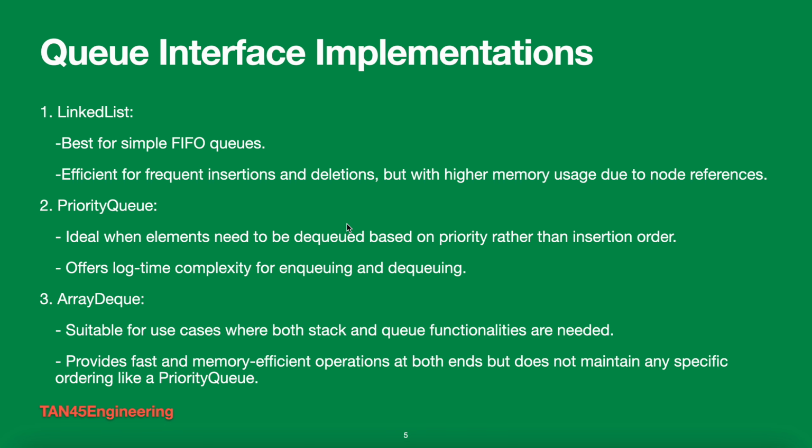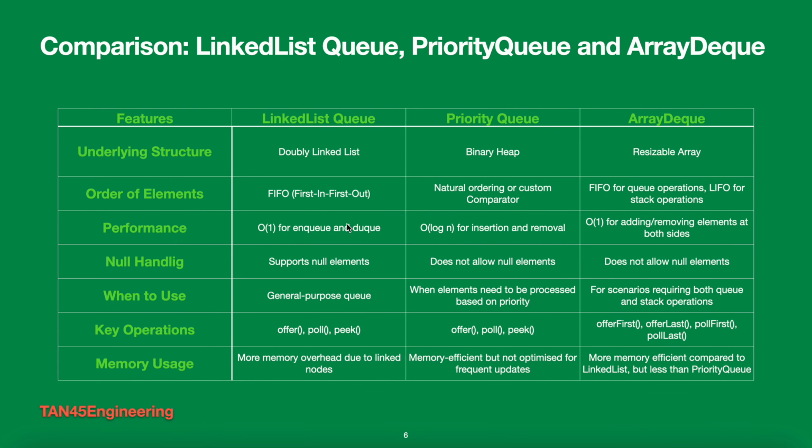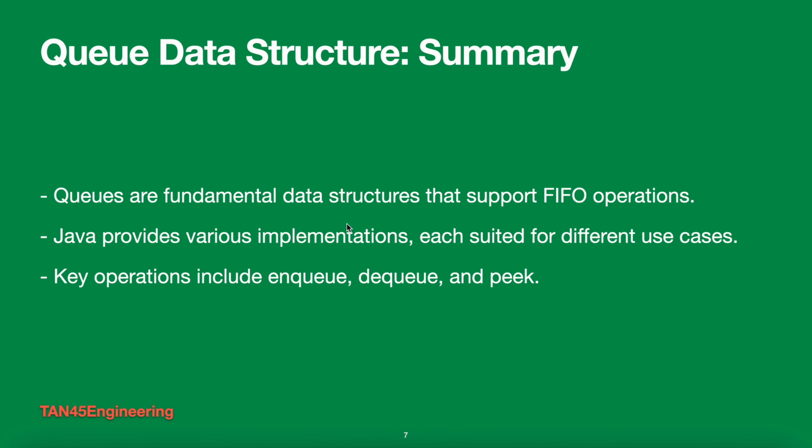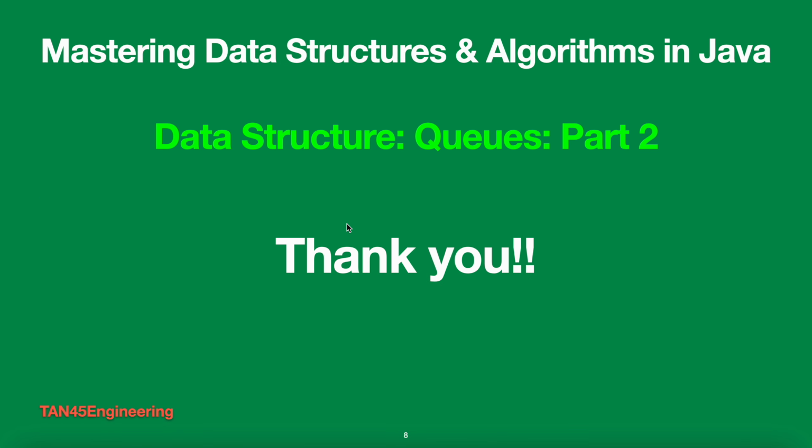In the next video, we'll check the array deque as well. This is from the same slides from the last video, so you can take note of the differences between the linked list queue, the priority queue, and the array deque. So in the end, the summary: queues are functional data structures. They support first in first out operation, except for the priority queue, because there you can define your own custom priority on how and on which terms the elements will be dequeued. Queue operations involve enqueue, dequeue, and peek. I should have changed this: it is not part 2, it is part 3 actually, my bad, sorry.